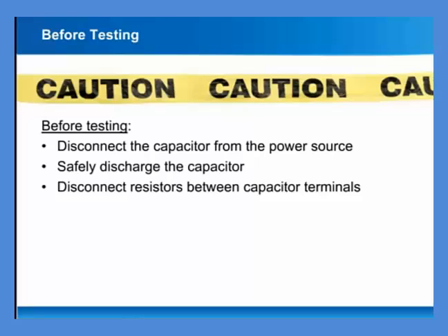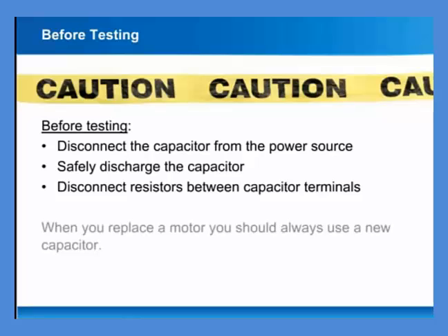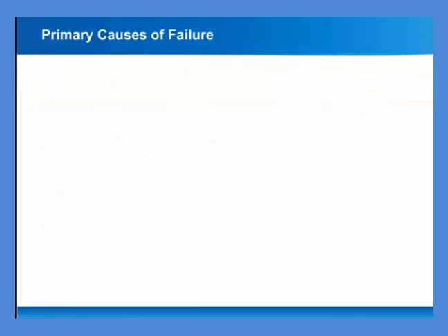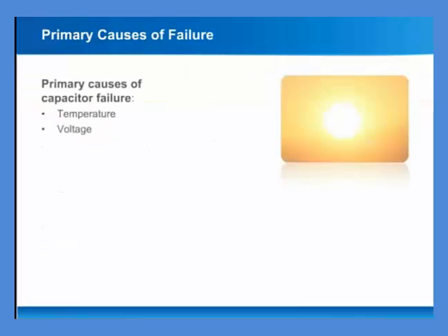By replacing a bad capacitor with a new one, you can determine if the motor is operating properly. When you replace a motor, you should always use a new capacitor. Primary causes of capacitor failure are high temperatures and incorrect voltage.